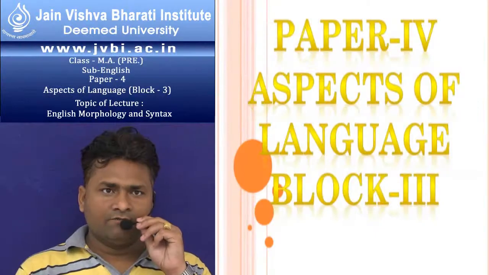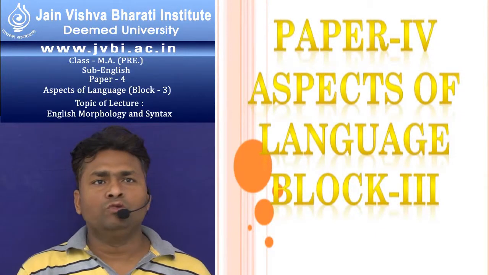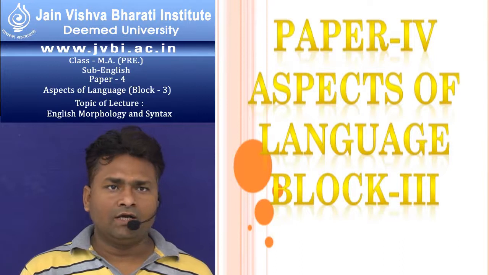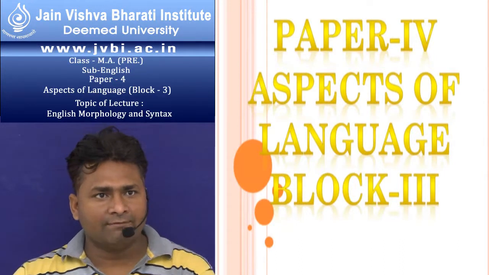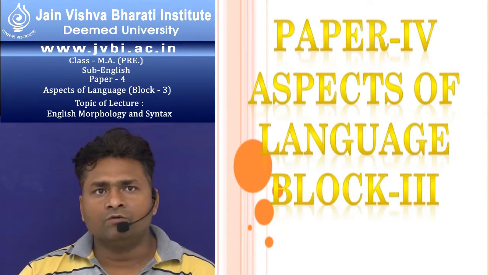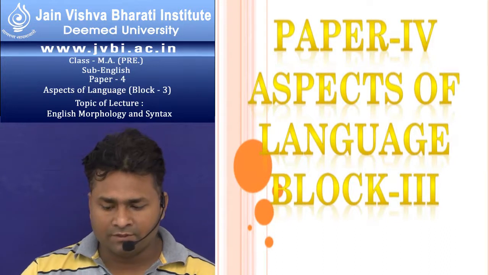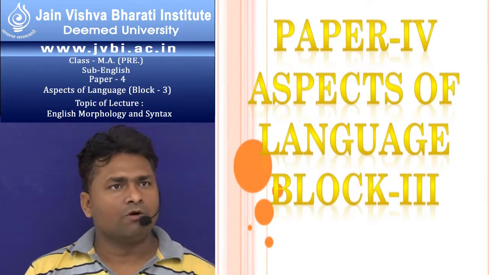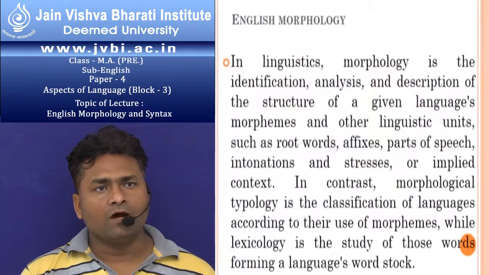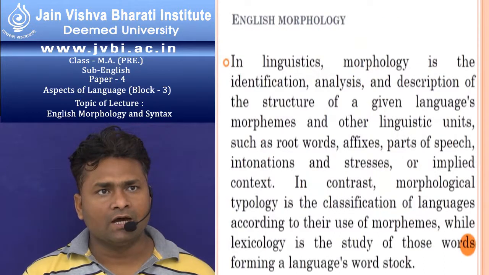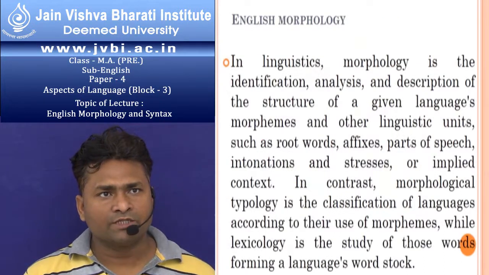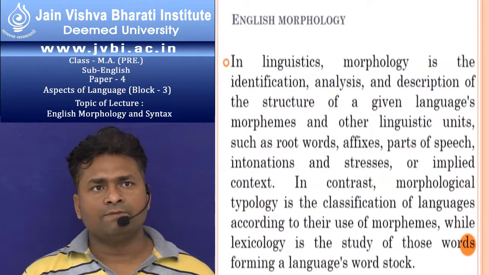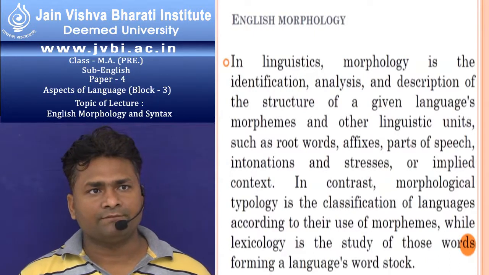So after discussing the first two blocks about the history of the English language, the sound systems and the mechanism of sounds, now we would like to discuss English morphology and how words are created in English and how word formation takes place in English. That is a very important part to understand.